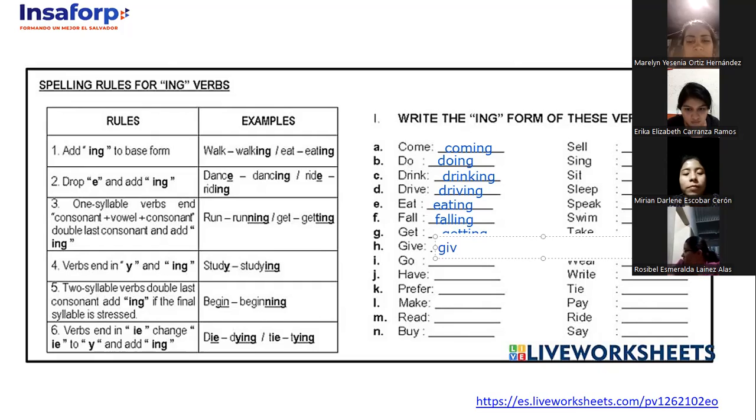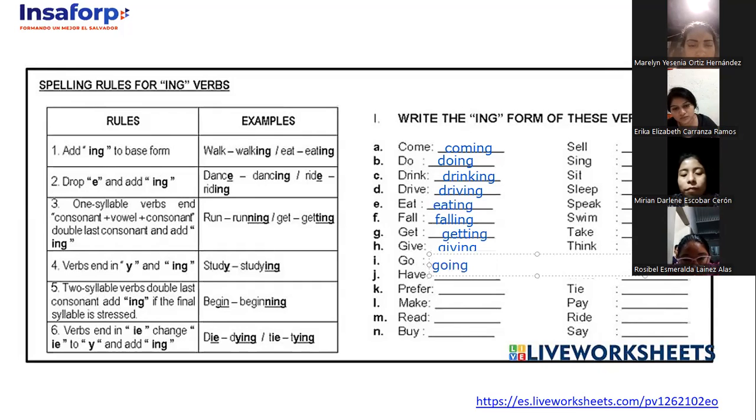I drop the E, the second rule: drop the E and add ING. Go, going. Have, having. Exactly. Prefer.